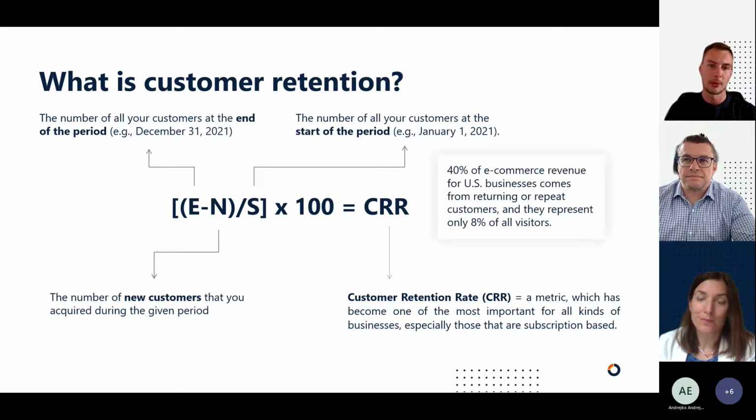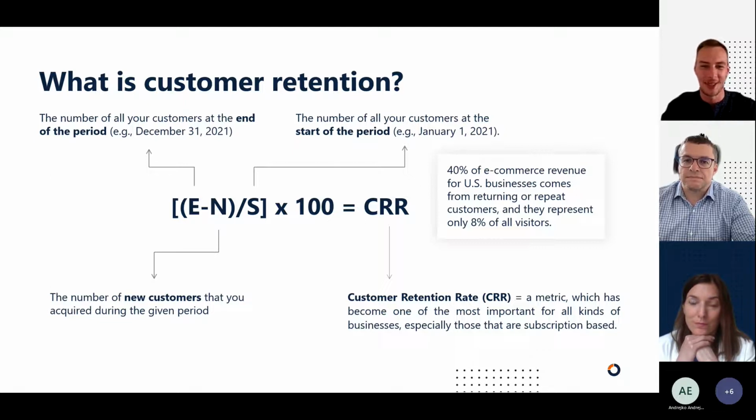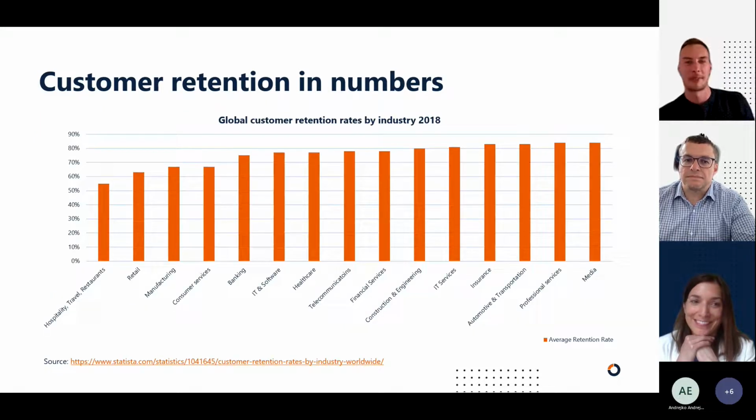There is one example from e-commerce in the US, where we know that 8% of all visitors are returning customers. And these returning customers are making up 40% of the revenue for all of those US businesses. So you can really see that it makes a lot of sense to focus on these customers, and you really want to retain them, because if you don't, it might affect your business in a very negative way. Because of that, we have this webinar, so we can go on and take a look at the customer retention rate a little bit in depth.